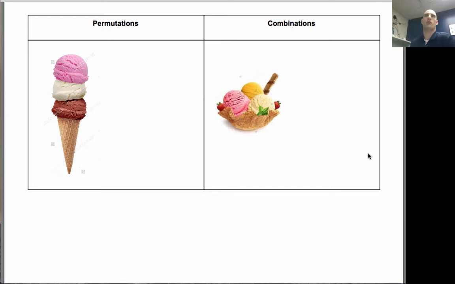I mean, of course, maybe you want to win. I would. But really, I just need to get into the top 3. So whether I'm first or second or third, the order doesn't matter. However, in the championship round, the order matters. That's the difference between permutations and combinations.